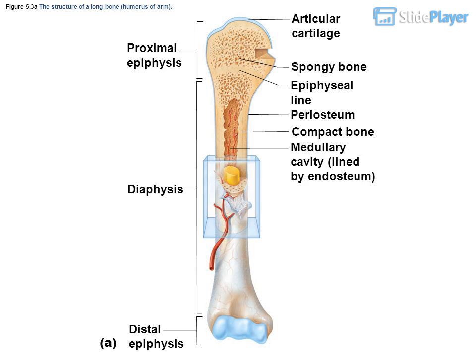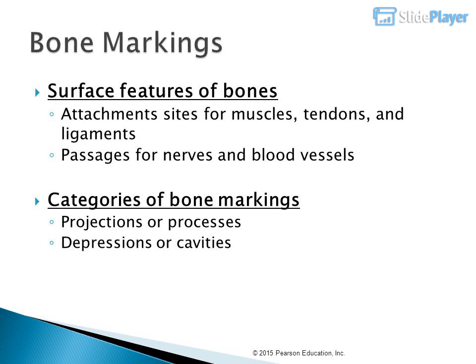Bone markings are surface features of bones. Categories of bone markings: attachment sites for muscles, tendons, and ligaments; passages for nerves and blood vessels. Categories of bone markings: projections or processes, and depressions or cavities.